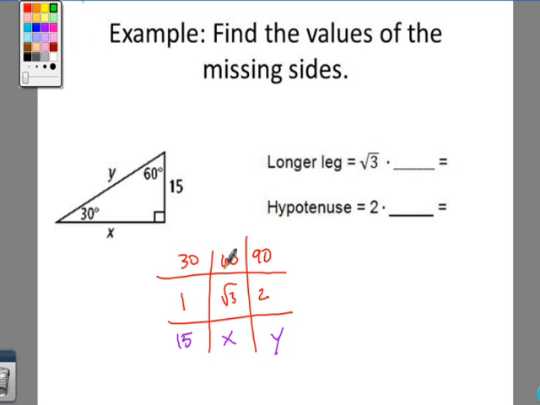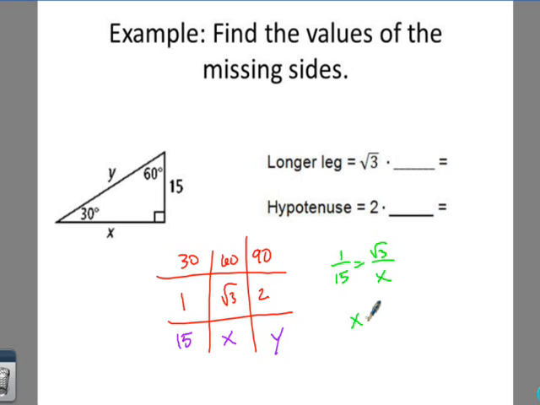So let's do the longer leg first. So 1 over 15 equals square root of 3 over x. Cross multiply, and I get x equals 15 square roots of 3. Okay, so this is 15 square roots of 3. The hypotenuse, different equation, is just 1 over 15 equals 2 over y. It's just double y. Okay, so we're going to take 2 times 15, and we just get 30. That's all there is to it.